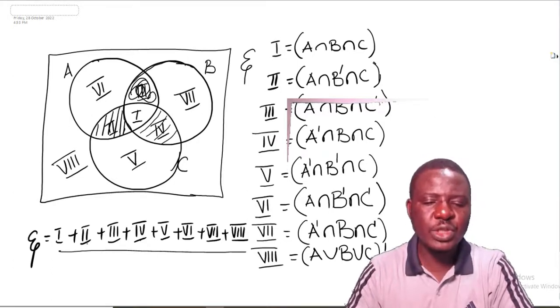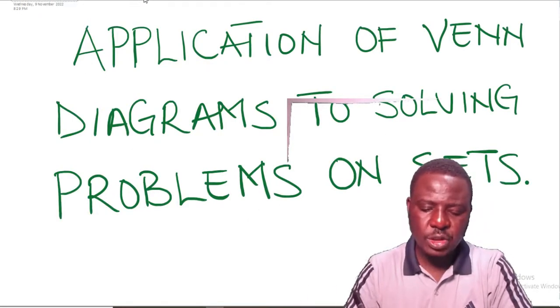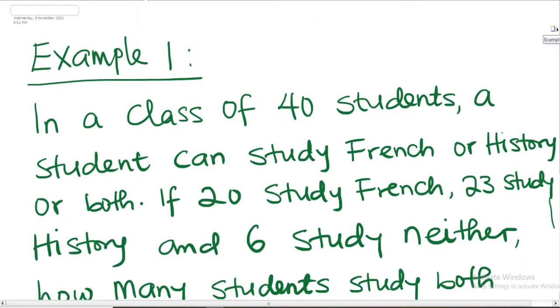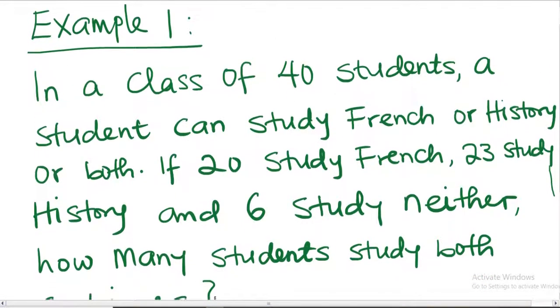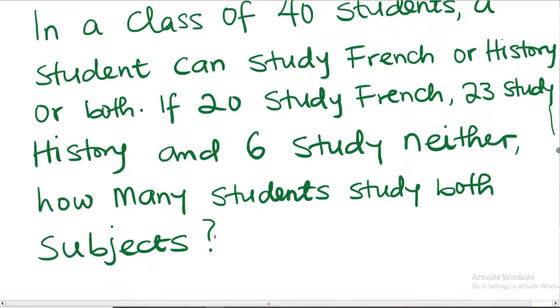So, in today's class, we shall be looking at the application of Venn diagrams in solving problems. Let's look at the first example. The first example says, in a class of 40 students, a student can study French or history or both. If 20 study French, 23 study history, and 6 study neither, how many students study both subjects?